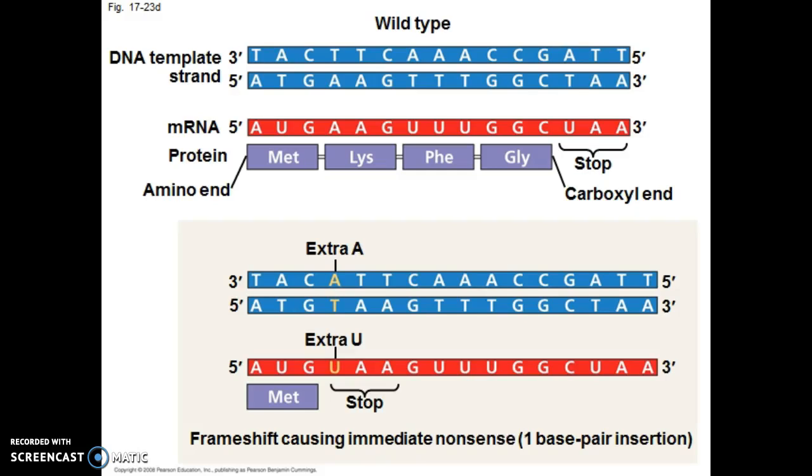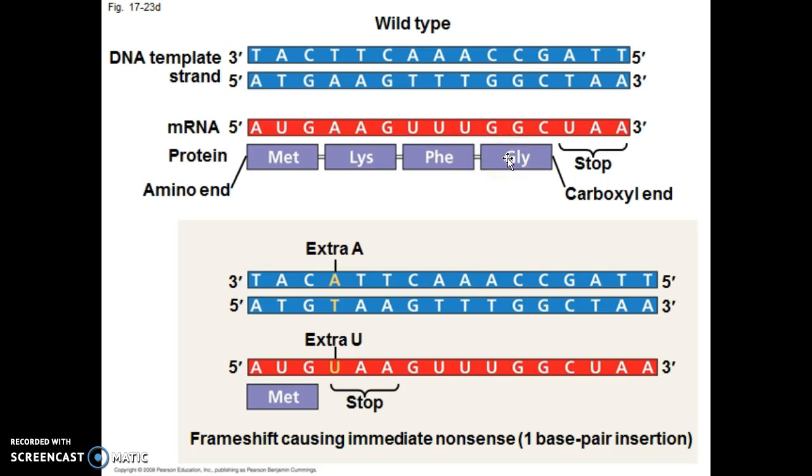So continuing with section 17.5, which was mutations, we're going to be talking about frame shift. Frame shift, as you recall, can result from either an insertion of an extra nucleotide or the deletion of one. So we're going to check out what happens when we do both of those things. Once again, we have our standard wild-type DNA resulting in the standard mRNA, resulting in the normal functional polypeptide.